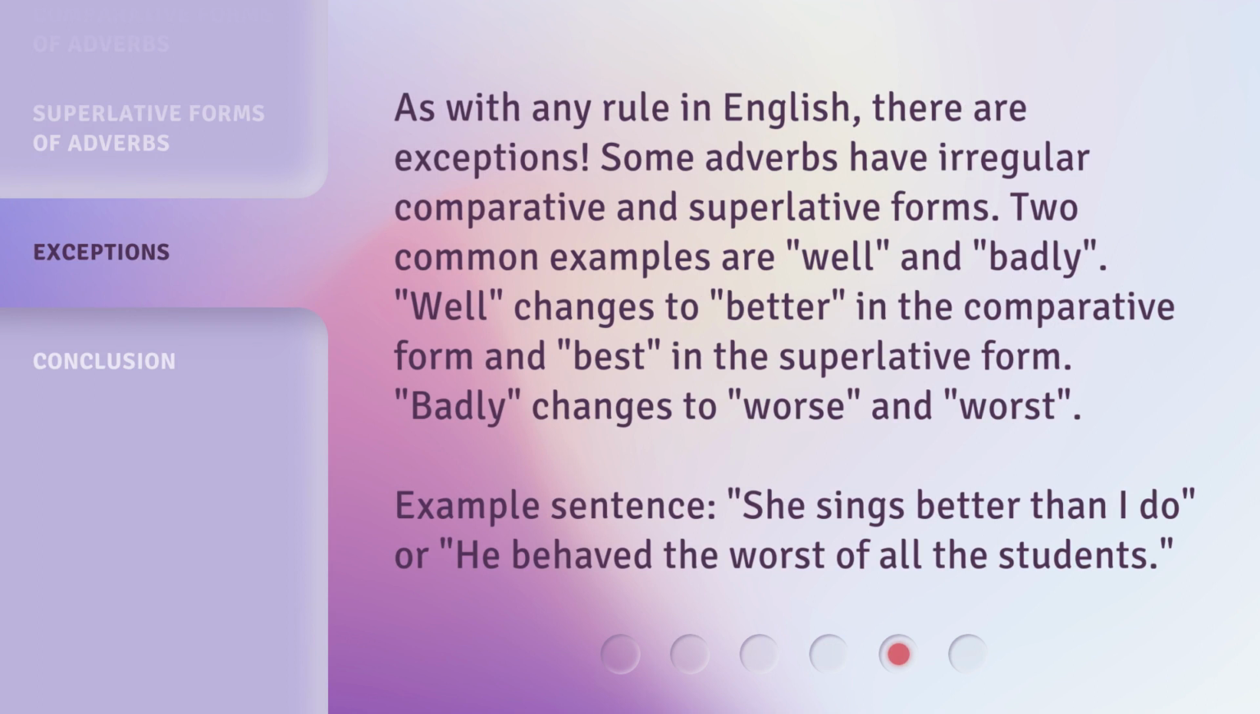As with any rule in English, there are exceptions. Some adverbs have irregular comparative and superlative forms. Two common examples are well and badly. Well changes to better in the comparative form and best in the superlative form. Badly changes to worse and worst. Example sentence: "She sings better than I do," or "He behaved the worst of all the students."